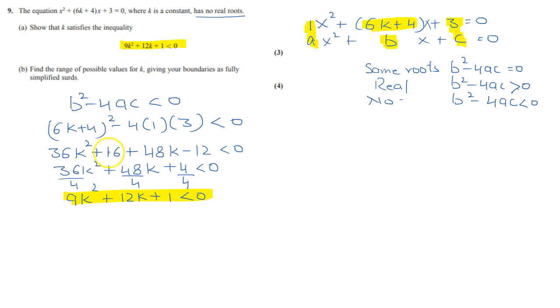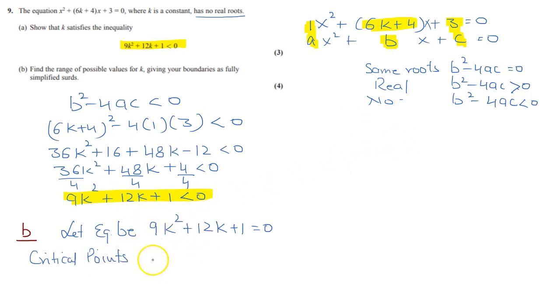That is part A. Part B. Find the range of the possible values of k giving your boundaries as fully simplified surd. So let's assume the equation, let the equation be 9k square plus 12k plus 1 is equal to 0. So we have to find the critical points.